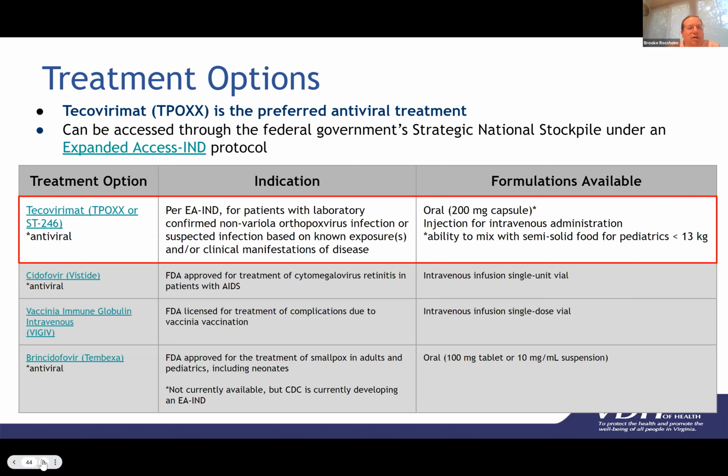You can see in the chart, I've put some information about TPOXX and what it's used for, how it comes. It comes as both an oral capsule that is 200 milligrams and also as an injection. Most of the time, TPOXX, if it's used, is used as an oral medication. And then you can see links to TPOXX.